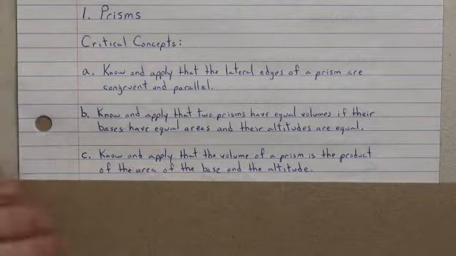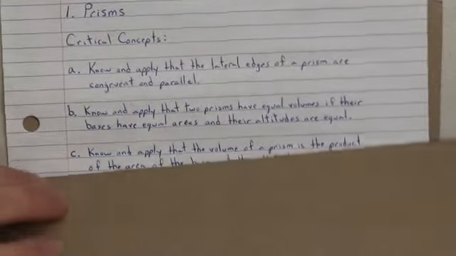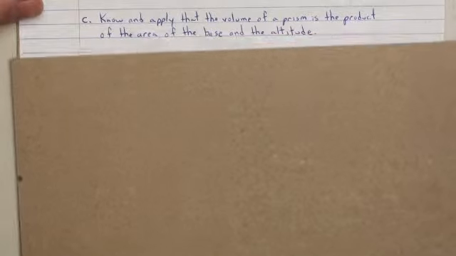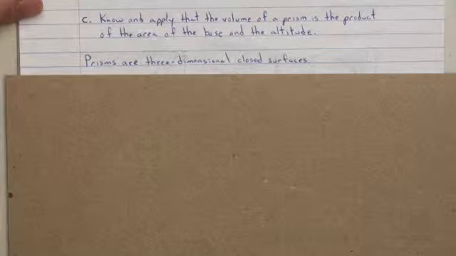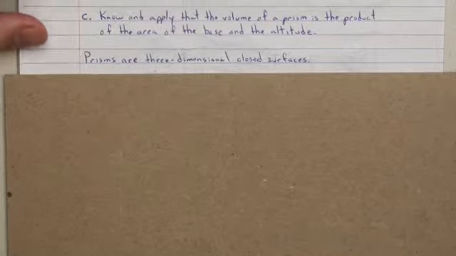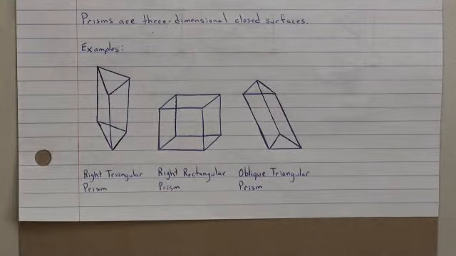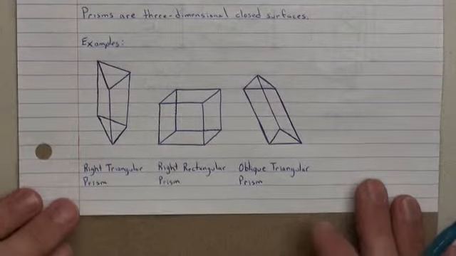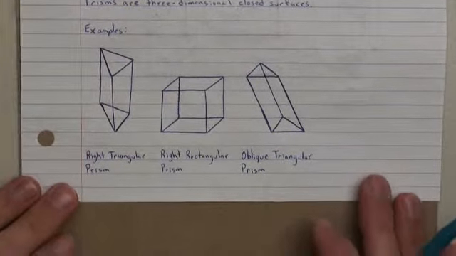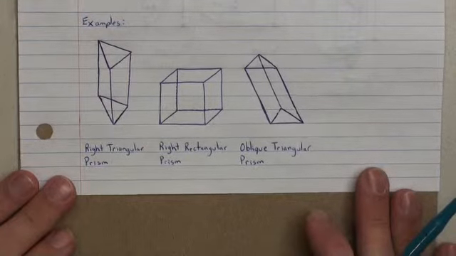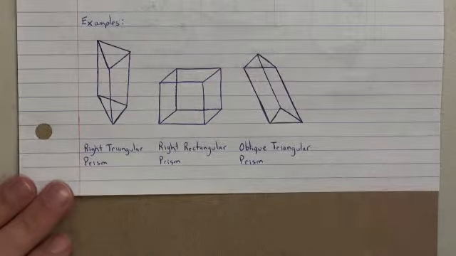Okay? So, let's go down to our first statement about prisms. Prisms are three-dimensional closed surfaces. Okay? And here's some examples of what prisms look like. Alright, you're going to draw these the best that you can. Okay, we're not all great artists, but you draw them the best that you can.